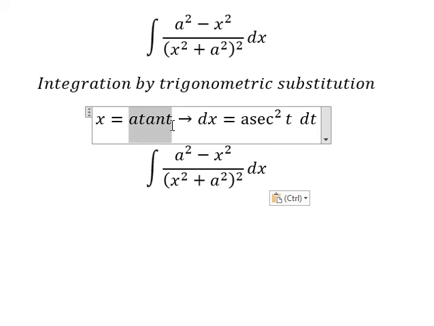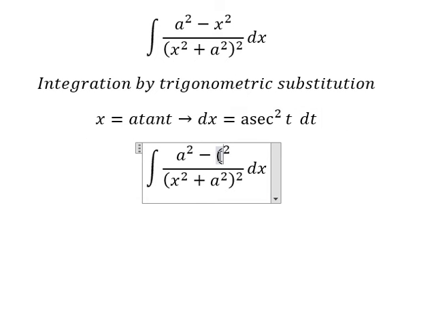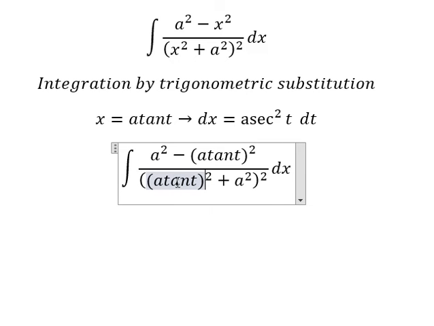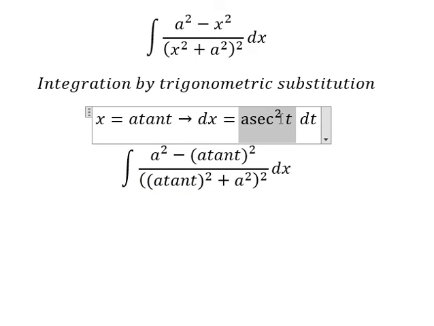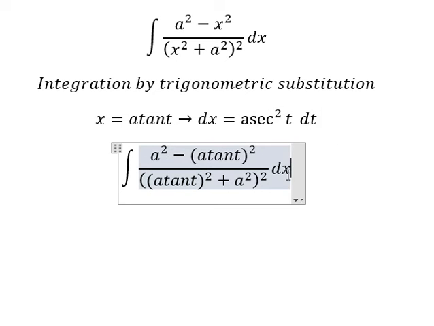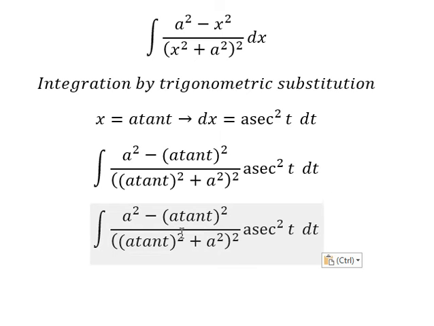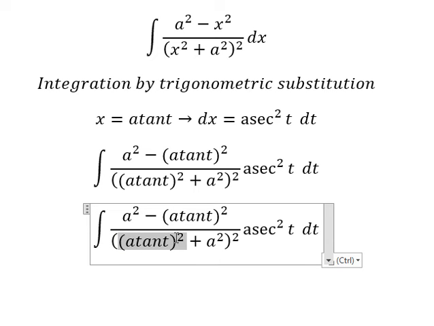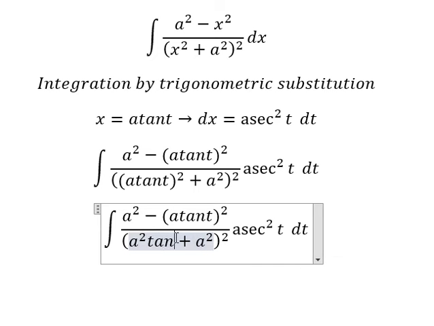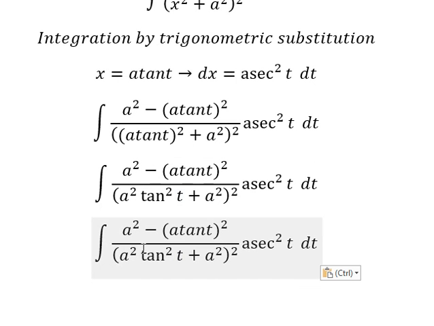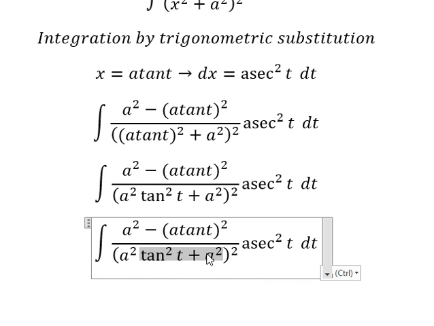So I will put this one gone here and here. ds we change by this one. So this one we have a square tan t square. So a square we can do factorization.